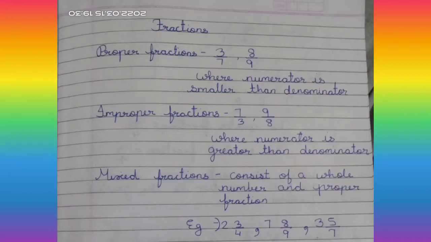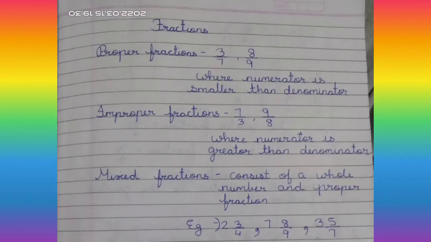Improper fraction, the numerator is greater than the denominator. Like in 7 by 3, 7 is greater than 3. In 9 by 8, 9 is greater than 8. Now what is a mixed fraction? A mixed fraction consists of a whole number and a proper fraction. So both things, a whole number also and a proper fraction also.